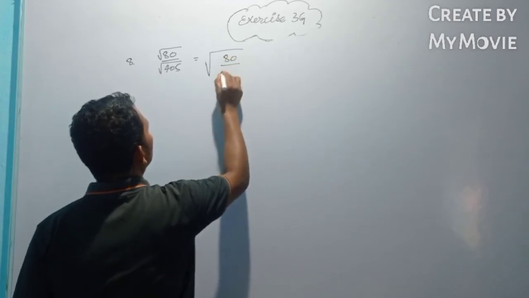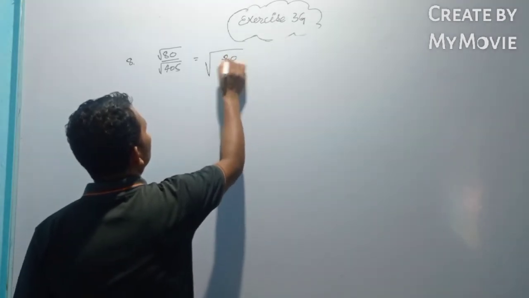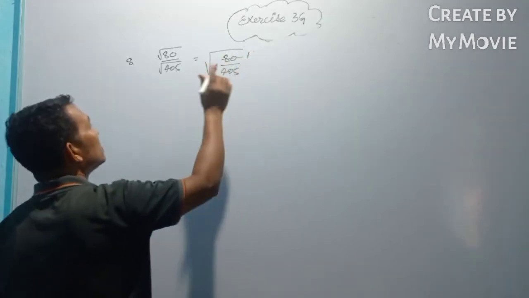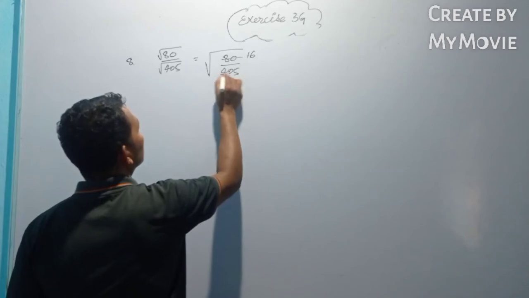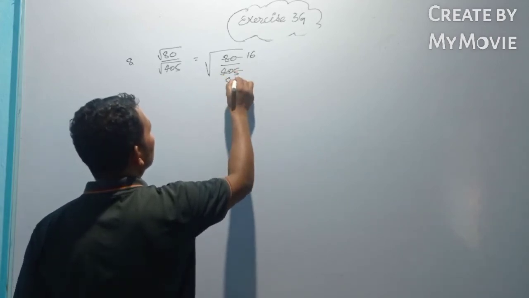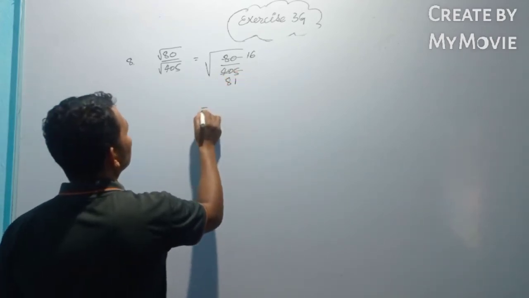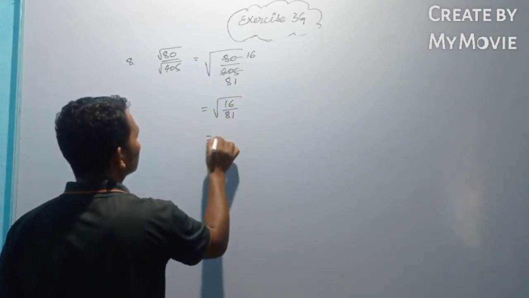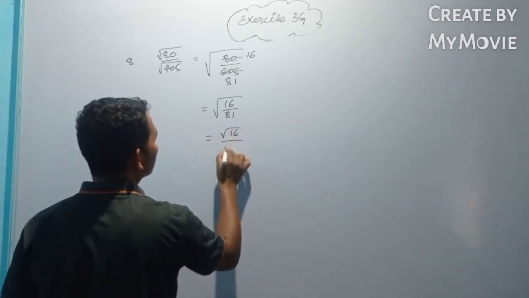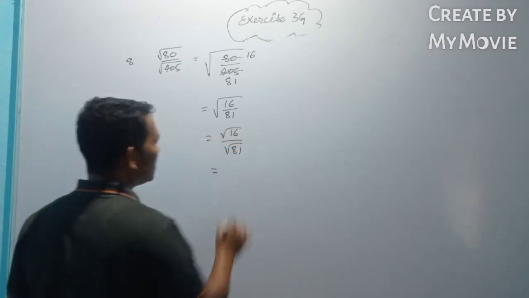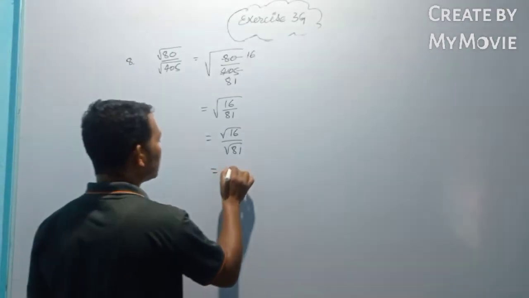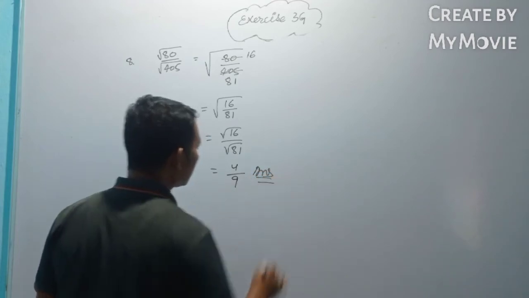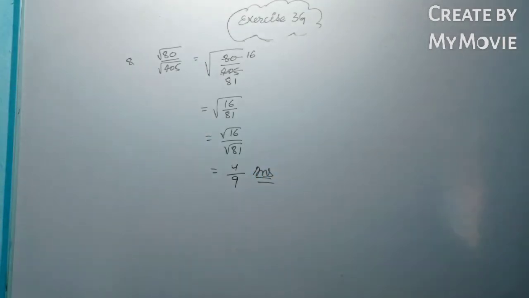You can simply cut it with the table of 5. 8 upon 405. 5 1s are 5. 5 6s are 30. 5 8s are 40. 5 1s are 5. So this becomes square root of 16 upon 81. This is equal to square root of 16 upon square root of 81. You know the square root of 16 is equal to 4 and the square root of 81 is equal to 9. And therefore the answer is 4 upon 9.